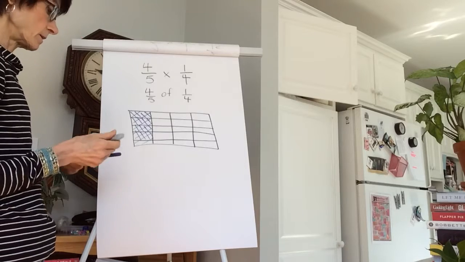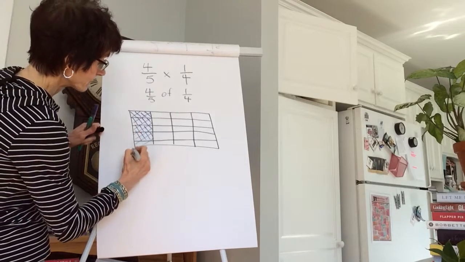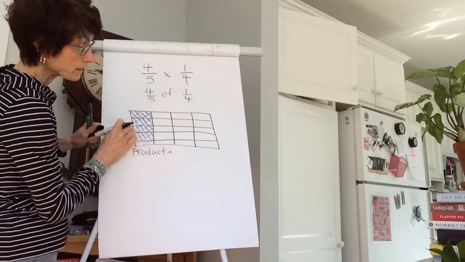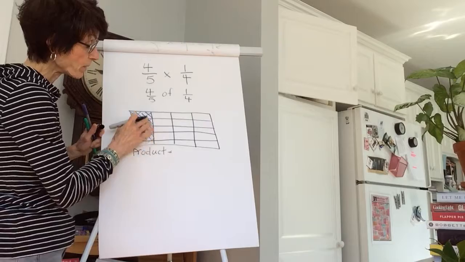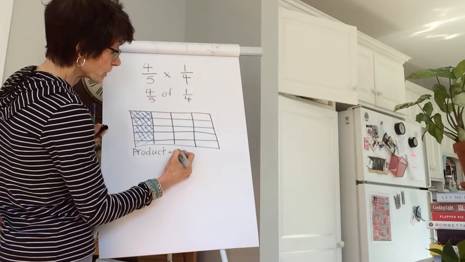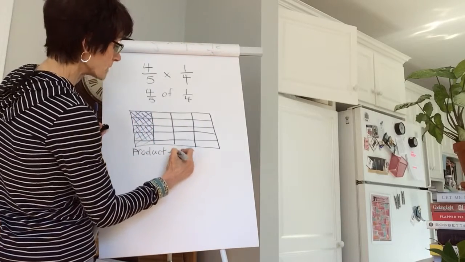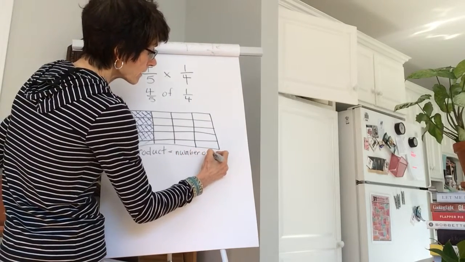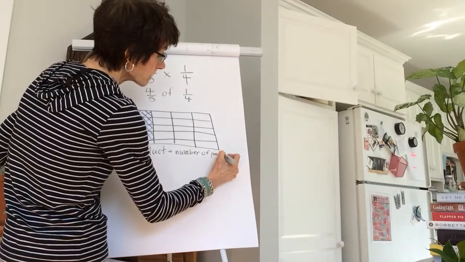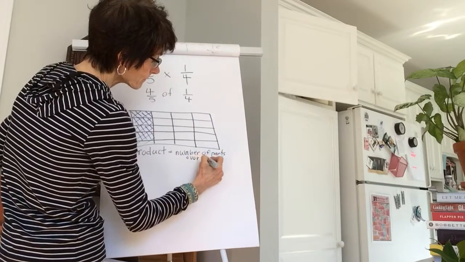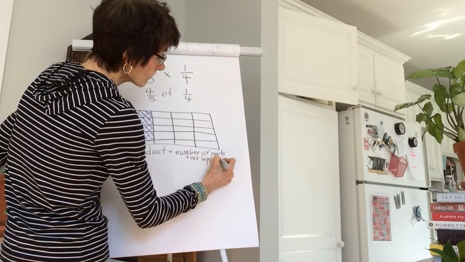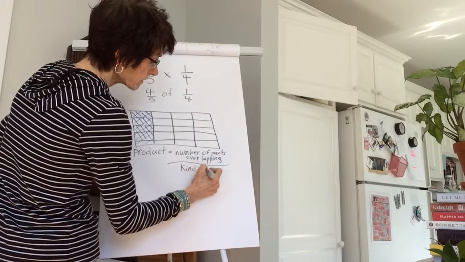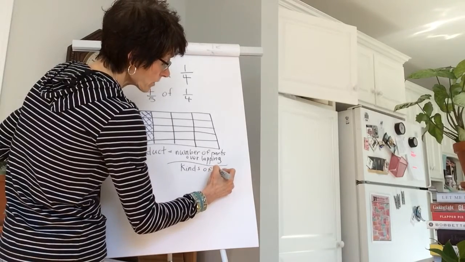So again, our product is the number of parts that have the shading overlapped. So the number of parts overlapping over the kinds of parts. And that's our denominator.